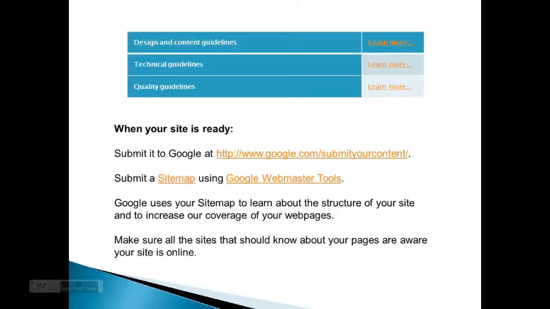So we're going to talk about design and content guidelines, technical guidelines, and quality guidelines. When your site is ready, submit it to Google at google.com, submit your content, and submit a sitemap using Google Webmaster Tools. Google uses your sitemap to learn about the structure of your site and to increase our coverage of your web pages. Make sure all the sites that should know about your pages are aware your site is online.